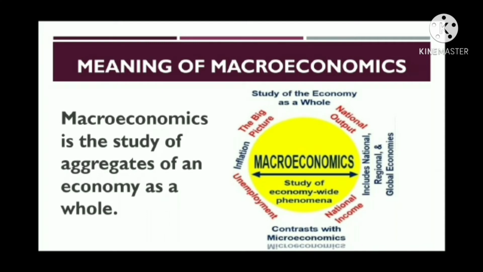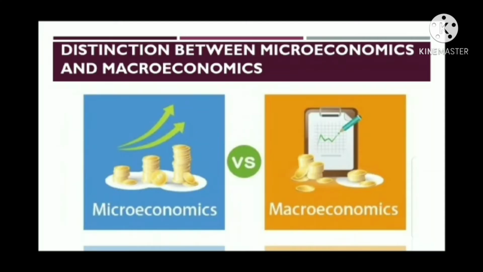Next, distinction between microeconomics and macroeconomics. Microeconomics studies individual economic units. Macroeconomics studies a nation's economy as well as its various aggregates. Microeconomics primarily deals with individual income, output, price of goods, etc. Macroeconomics is the study of aggregates such as national output, income, as well as general price levels.